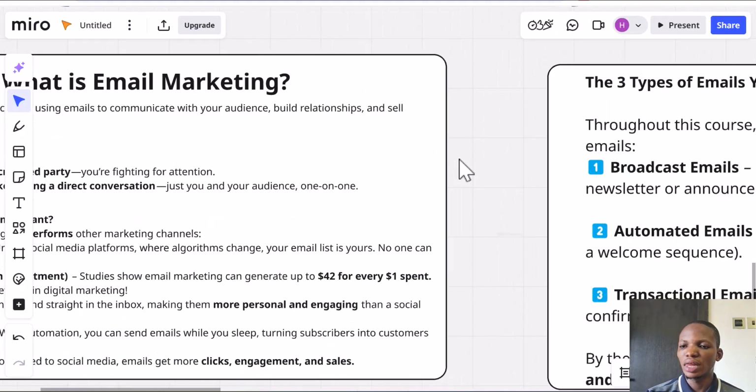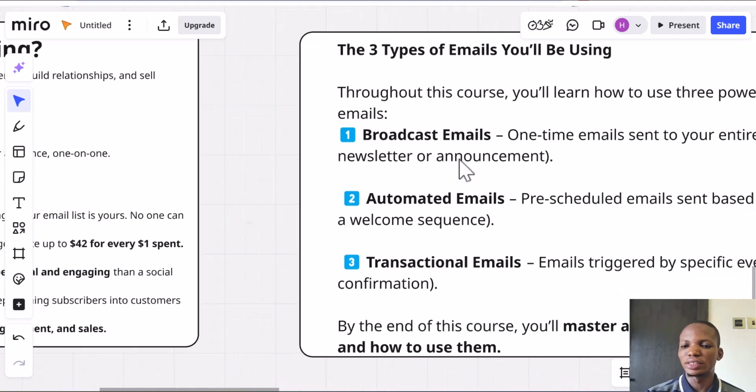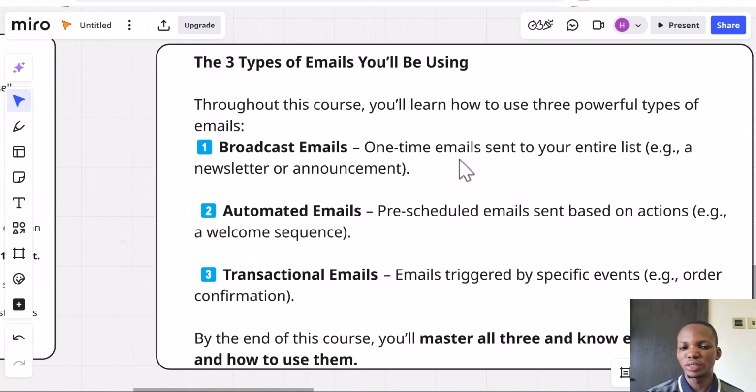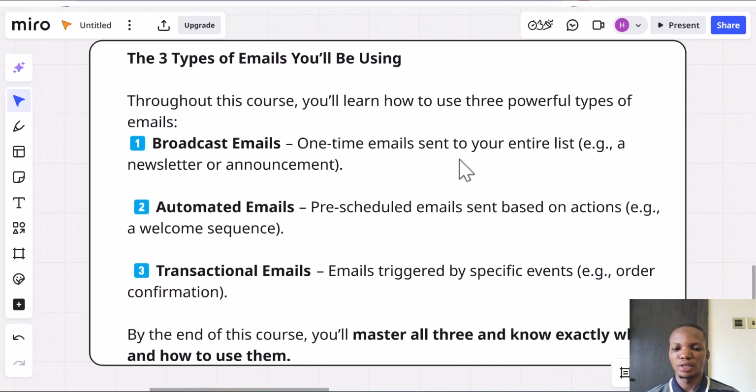And then let's look at the three types of emails we'll actually create in this course. The first one is broadcast emails. These are emails that are sent to your entire list at once. It could be a newsletter, an announcement of a new product, or you just want to let them know about a case study you ran and somebody that achieved something through your product.